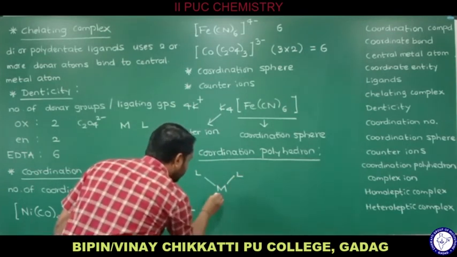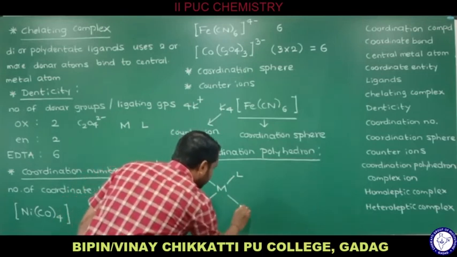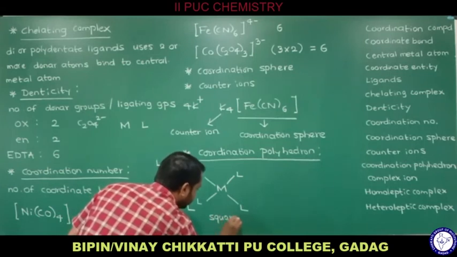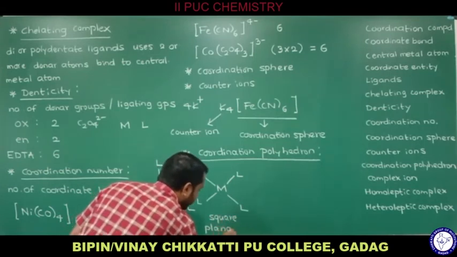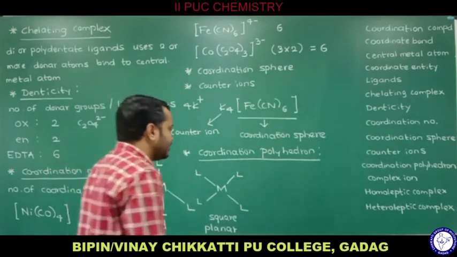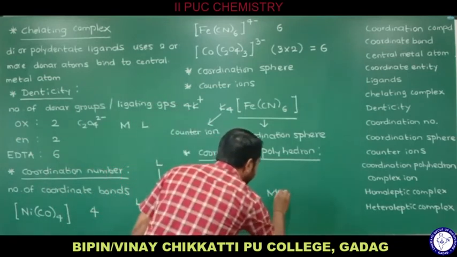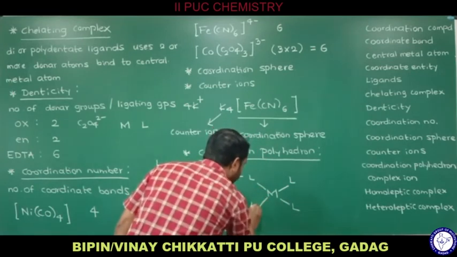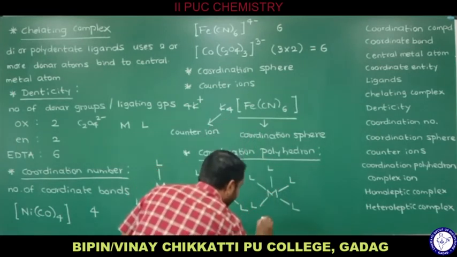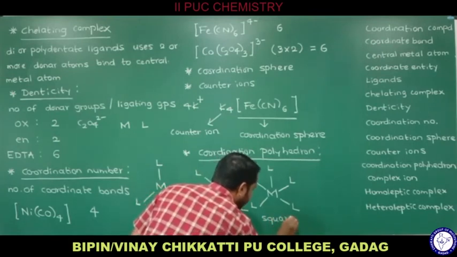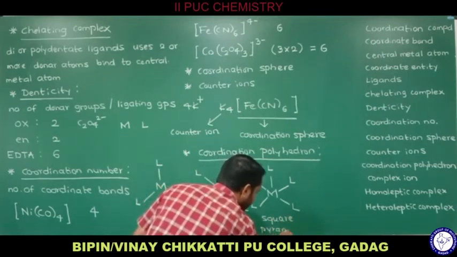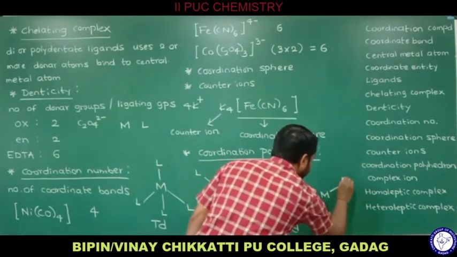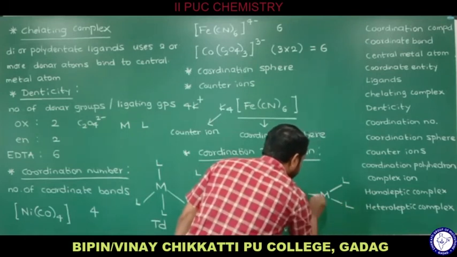So four ligands, and of course we have this shape, and I hope you can guess the shape. We call it square planar. So four ligands we have and a central metal atom, and I can consider one more, the central metal atom surrounded by four ligands, and we have one more ligand as a pyramid. Therefore this we call a square pyramid shape.